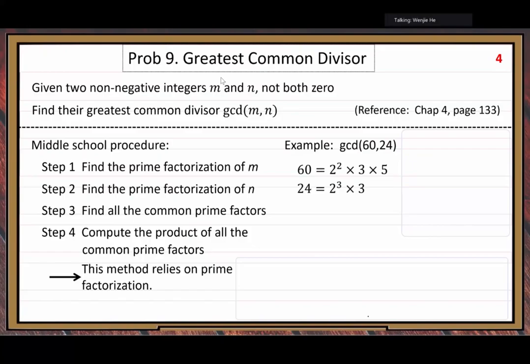Then let's calculate the common prime factors. For the power of 2, the common part is 2 squared. For prime 3, the common part is 3. Prime 5, no common part. At the end, we multiply their common prime factors: 2 squared times 3 equals 12. So that's the middle school way.